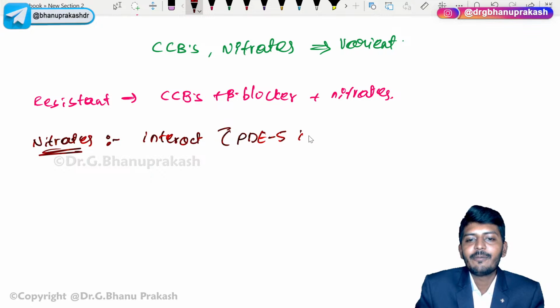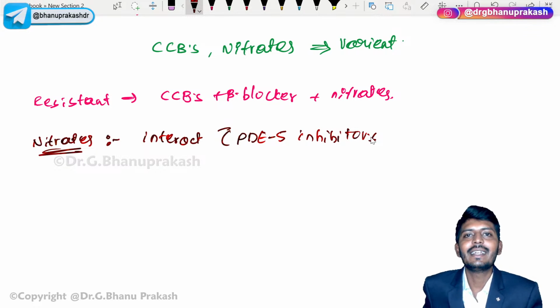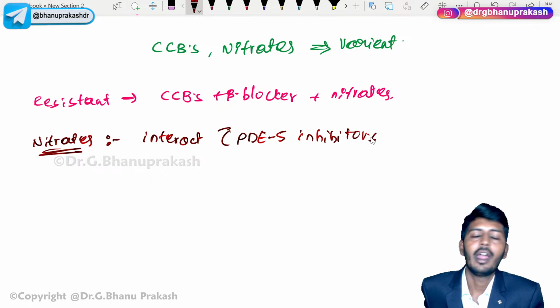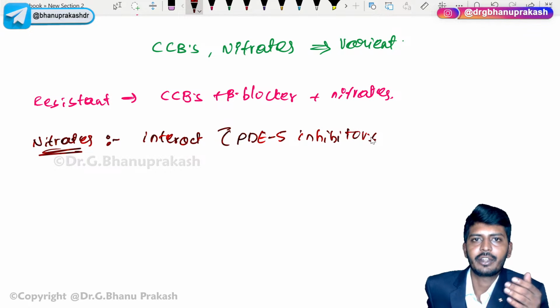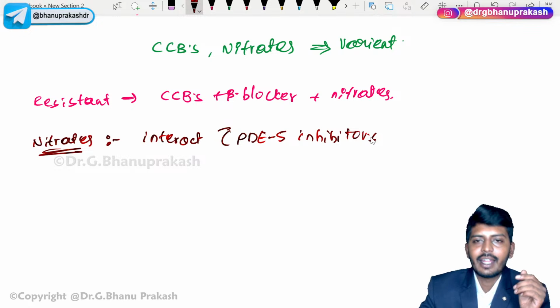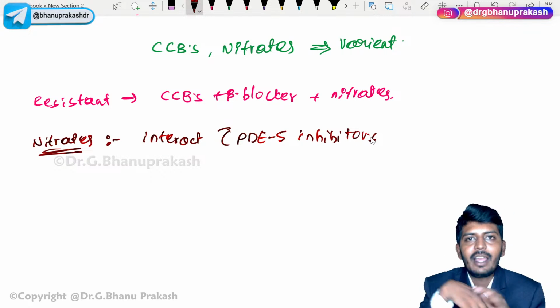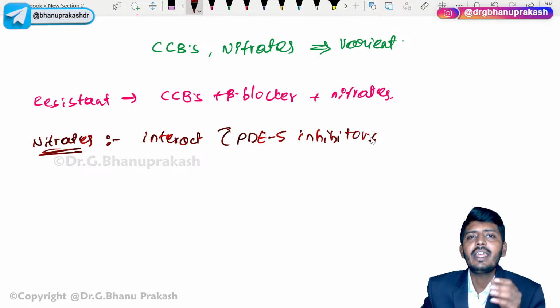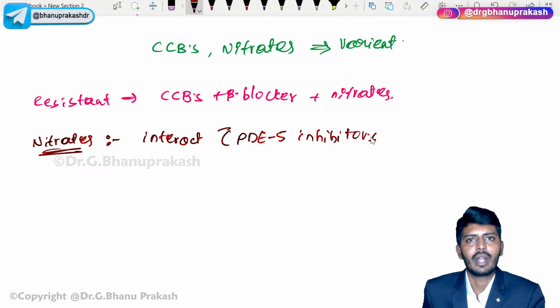So what are those PDE5 inhibitors? Such as sildenafil. Where do we use sildenafil? Sildenafil is used for the treatment of erectile dysfunction, not for premature ejaculation. Now, what happens? Remember, these PDE5 inhibitors also have a vasodilatory effect, and your nitrate also has a vasodilatory effect.